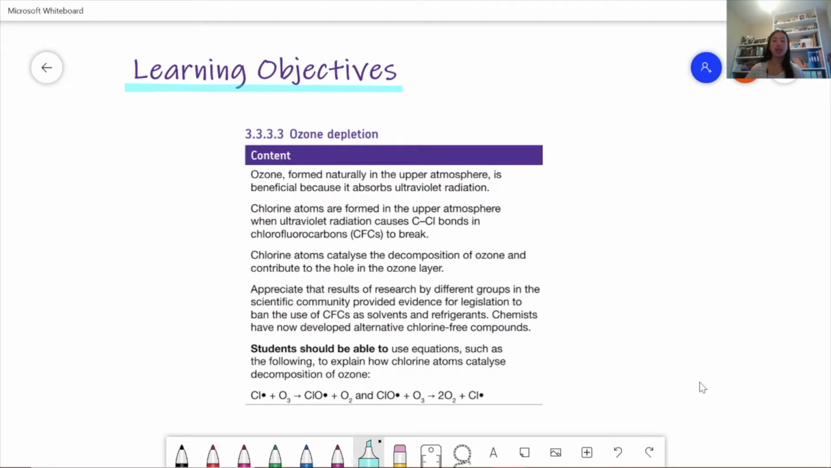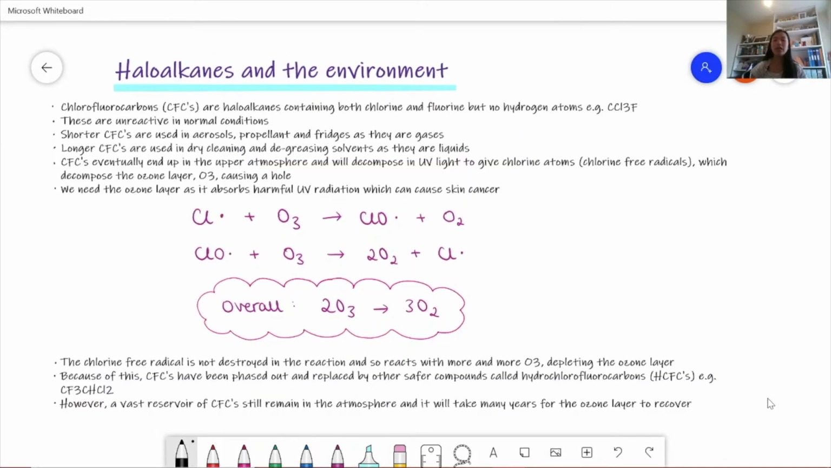We're going to appreciate that results of research by different groups in the scientific community provided evidence for legislation to ban the use of CFCs as solvents and refrigerants, and chemists have now developed alternative chlorine-free compounds. By the end we should be able to use equations such as the following to explain how chlorine atoms catalyze decomposition of ozone. Now we're going to look at haloalkanes and the environment.